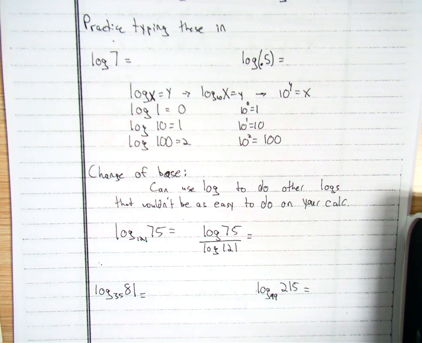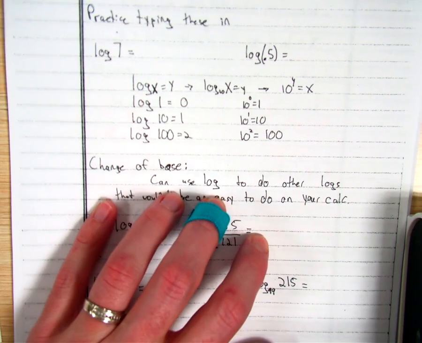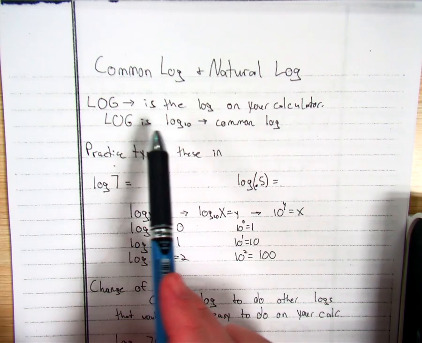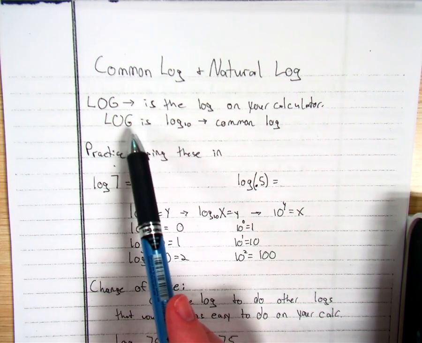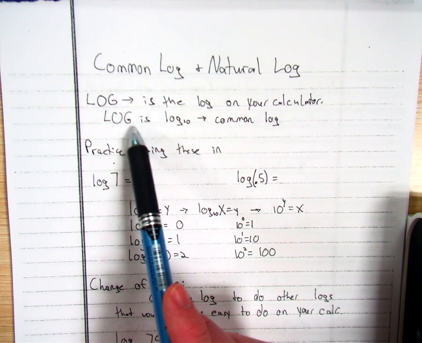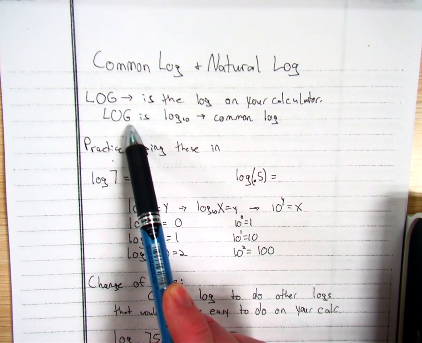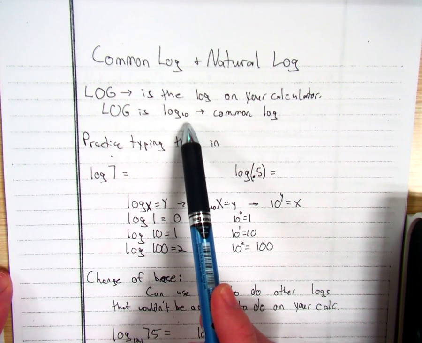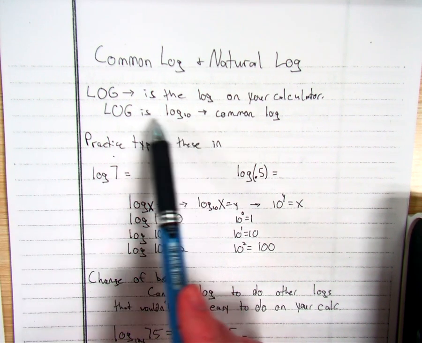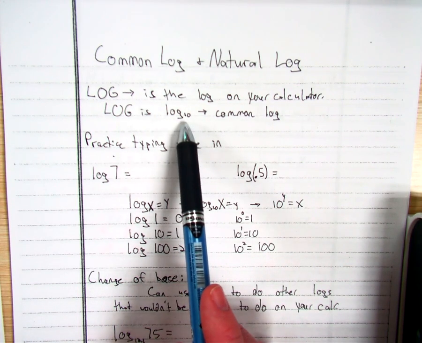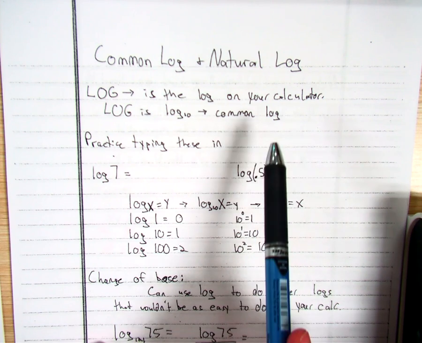Algebra 2, here we are with an introduction to common log and natural log. LOG, log, is the calculator log. Log without any little subscript number, any base number, means really log base 10. Log base 10 happens so much that we're just going to drop the 10 and just call it log. So if you see just log with no little number, it really means log base 10.